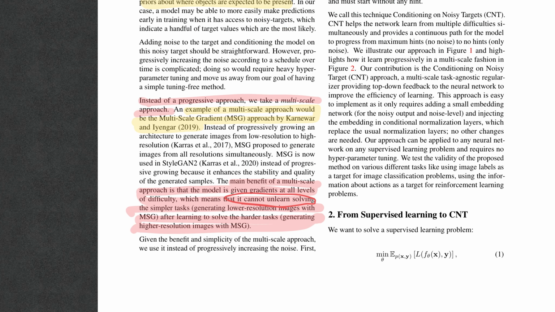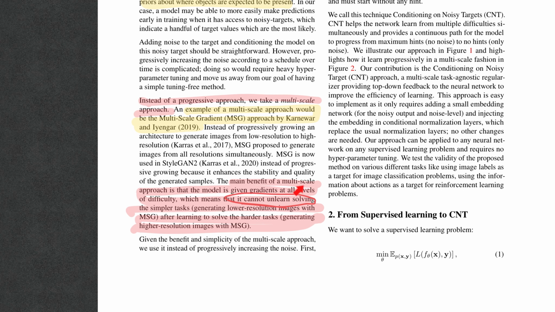One important detail about the work is that instead of a progressive approach, meaning you're starting from, let's say, less noise to higher noise, they take a multi-scale approach. Now, what's that? An example of the multi-scale approach they mentioned is the multi-scale gradient, or MSG work. And they do that because MSG is also used in StyleGAN version 2, rather than progressive growing, and it was shown empirically to enhance the stability and quality of the generated samples.